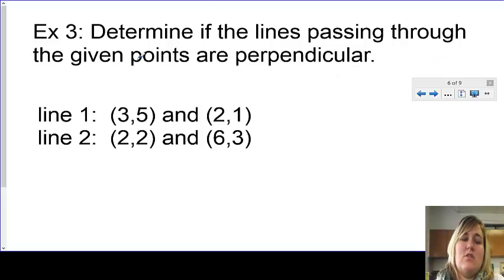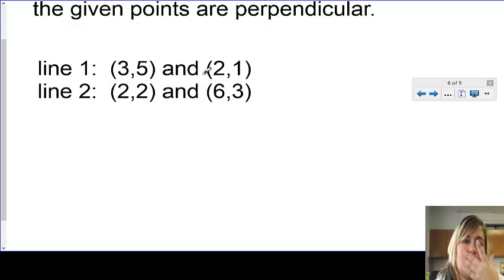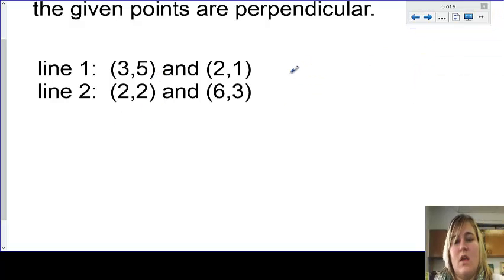Determine if the lines passing through the given points are perpendicular. So they give me 2 points. And all I care about when I'm trying to figure out whether lines are perpendicular or parallel is their slopes. That's all that matters to me. So I can use my slope formula, m equals y sub 2 minus y sub 1 over x sub 2 minus x sub 1.